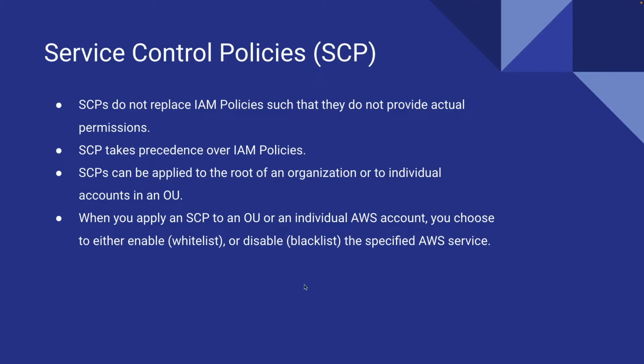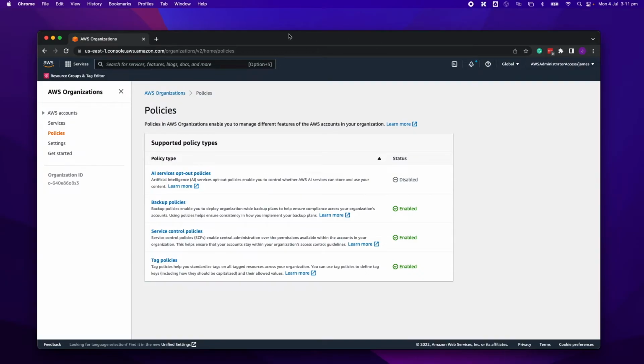So we'll jump across to the AWS console now and we'll have a look at this in action. Let's start off at the organization. So this is under Organizations, in my master account. You can see we have the AWS accounts, services, policies, settings, etc. Under policies, this is where we enable our service control policies. As we can see here, service control policies are enabled.